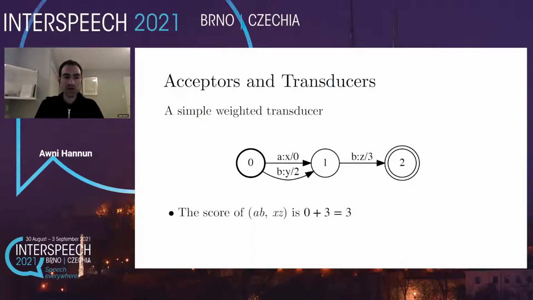If we think about the score of a sequence, we no longer think of just an input sequence. We have to think about a pair of sequences. And we say that the transducer transduces one sequence to another. The score of that transduced sequence, in this case AB transduced to XZ, is found by taking the score of each arc along the path which transduces it. In this case, it would be the first arc between 0 and 1, and then the arc between 1 and 2, for a total score of 3.